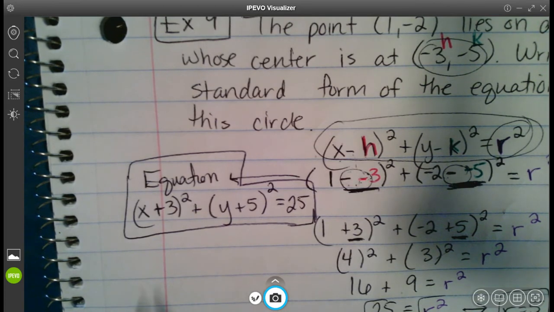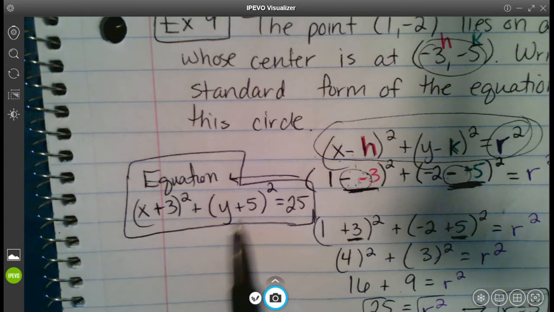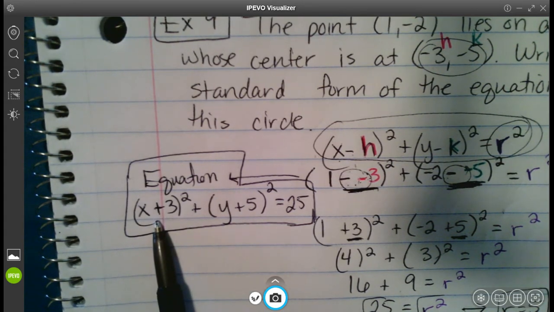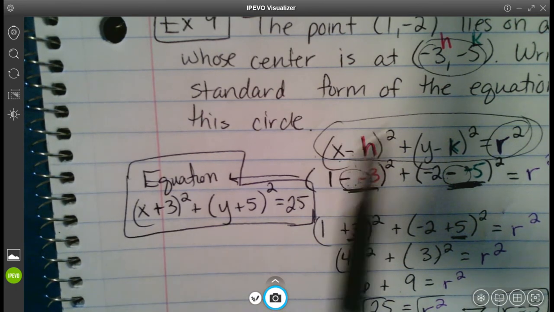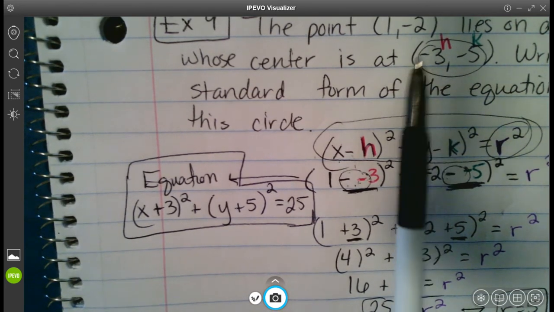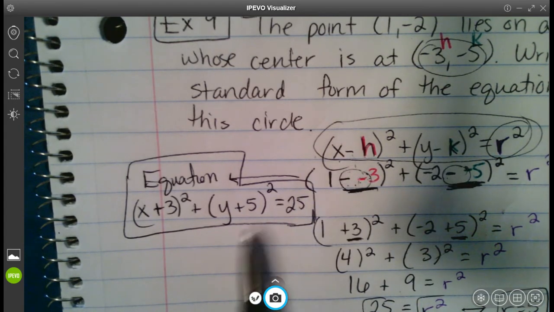You want a couple tips for this? Remember the center. It's late, guys. I'm getting tired. The center is going to come from here. It's the opposite signs because once you plug it in, that minus changes it, and your radius is what we found here at the end.